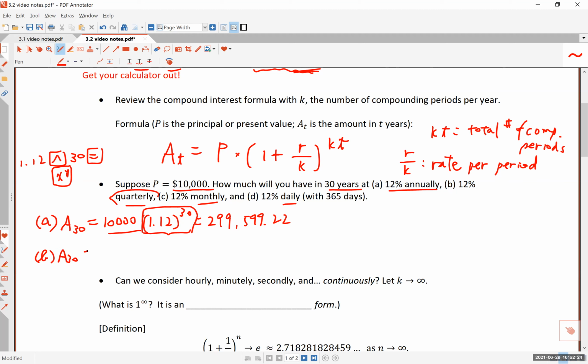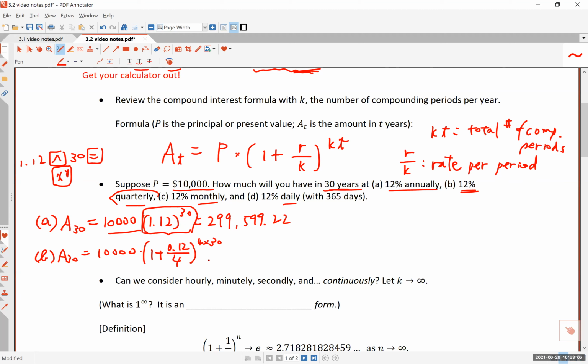And then the second one, part B, this time it's 12% quarterly. What's the difference? Well, what you have to do is multiply 10,000 by 1 plus, remember, 0.12 divided by 4. That's 0.03. Basically when you're talking about 12% quarterly, it is the same as 3% every quarter. Okay, because quarter means 1/4 of the year. So you take this and now you have 4 times 30. That is the number of compounding periods in the 30-year period. 4 times 30, 120 quarters in the 30-year span, right?